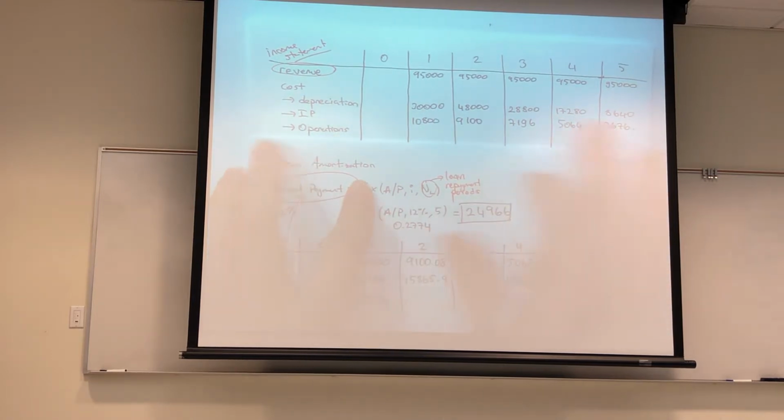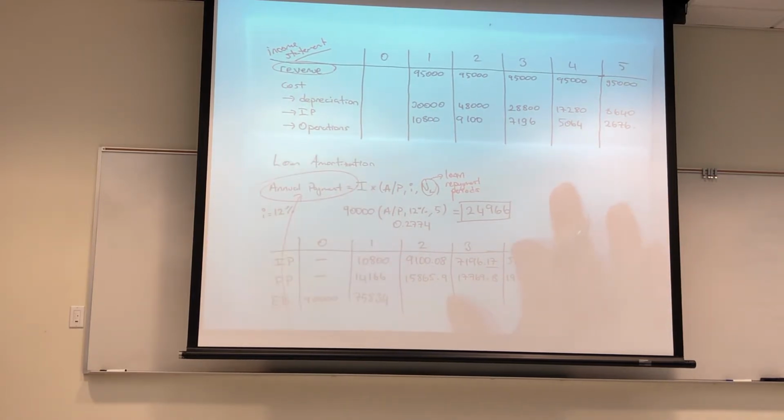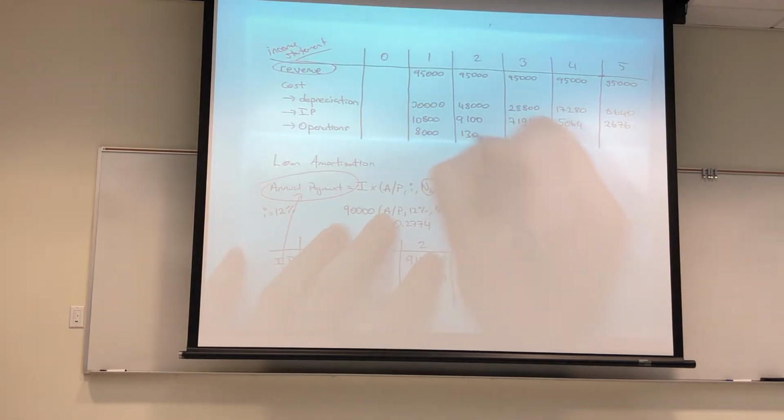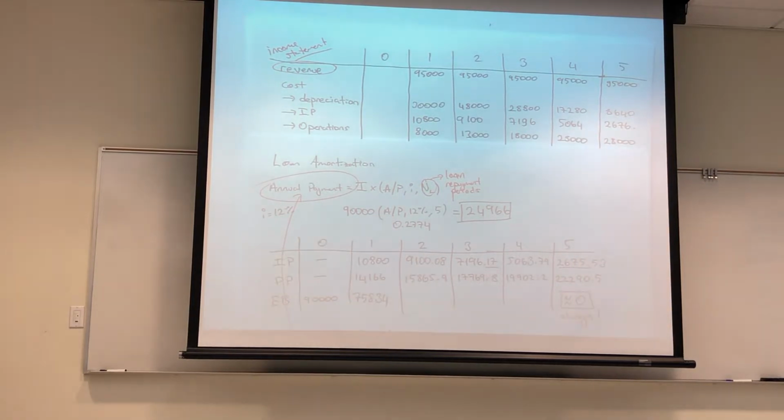And the last component, we said the operation cost, we said it's 8,000. Let's make it more interesting. Let's say 8,000, and this increases by 5,000 every year. So 13,000, 18,000, 23,000, and 28,000, right? And assuming this is given to us, we just made that up.